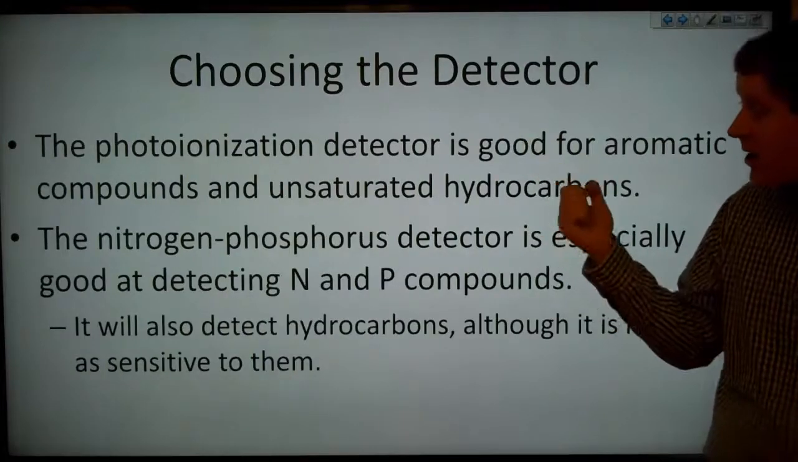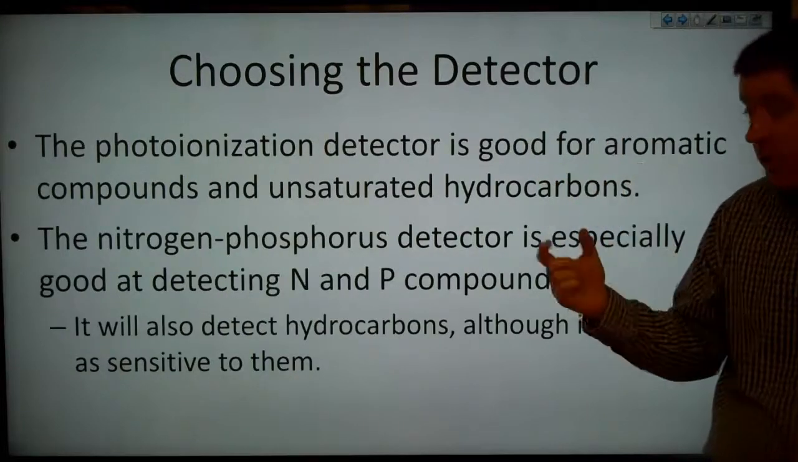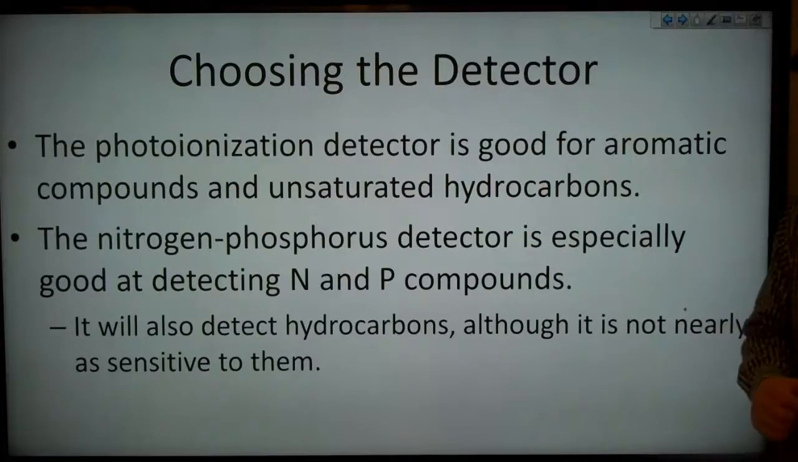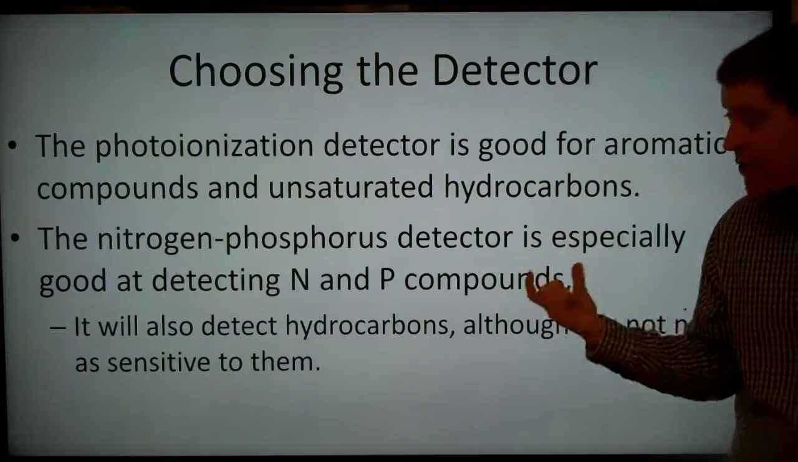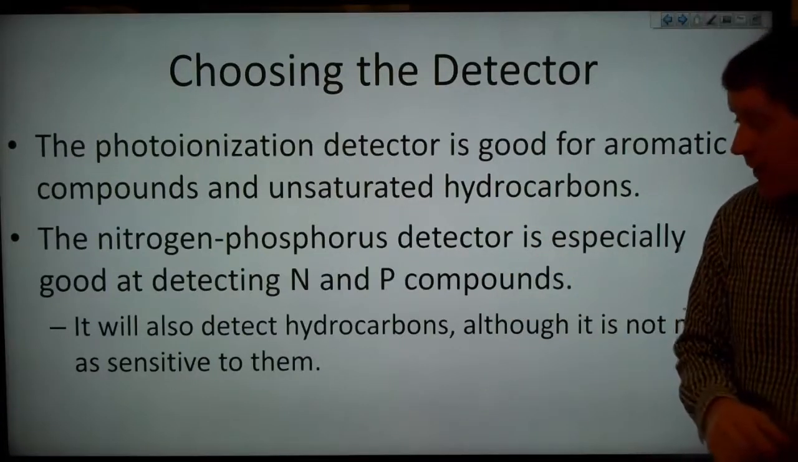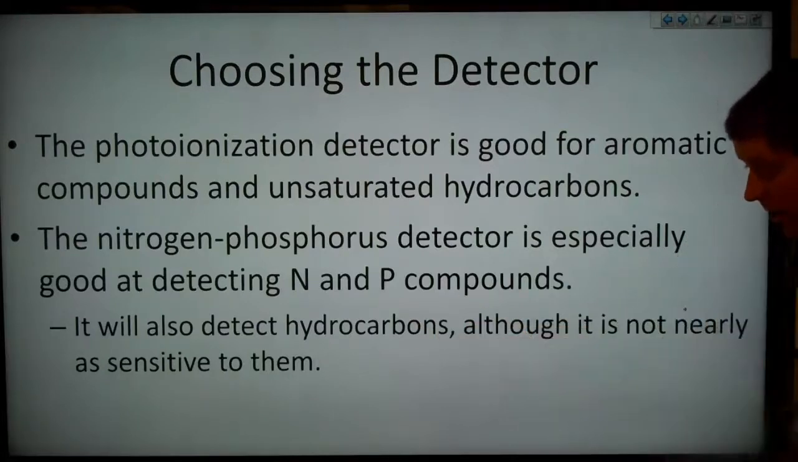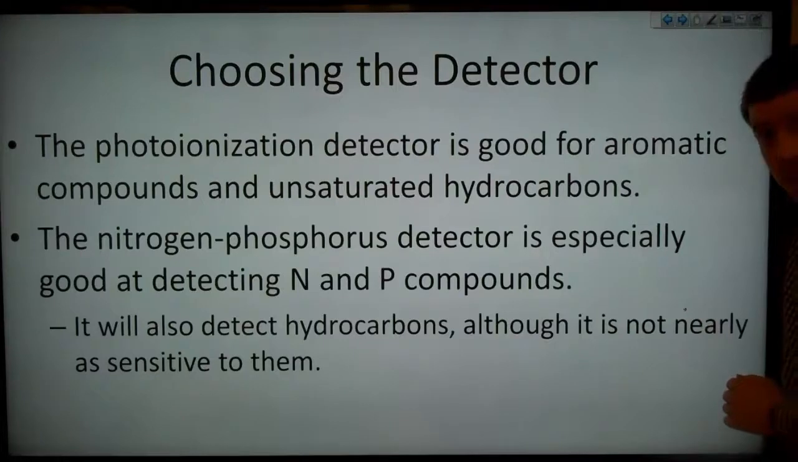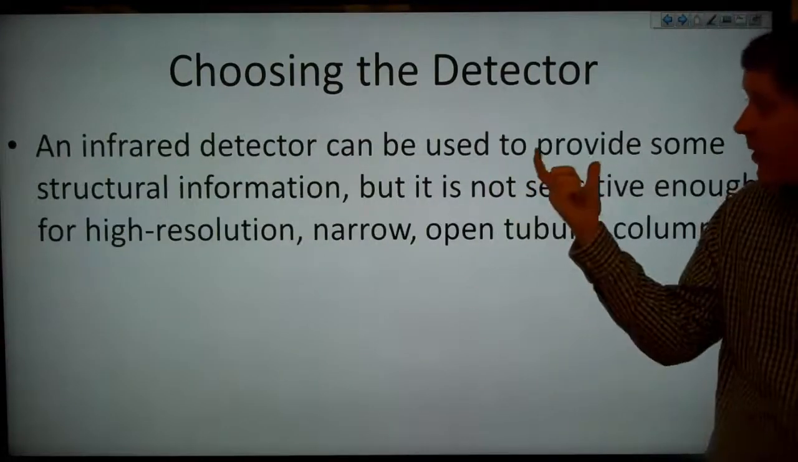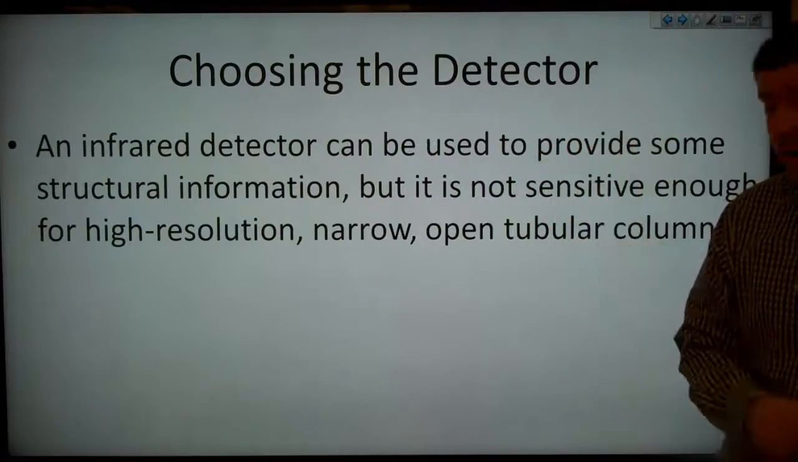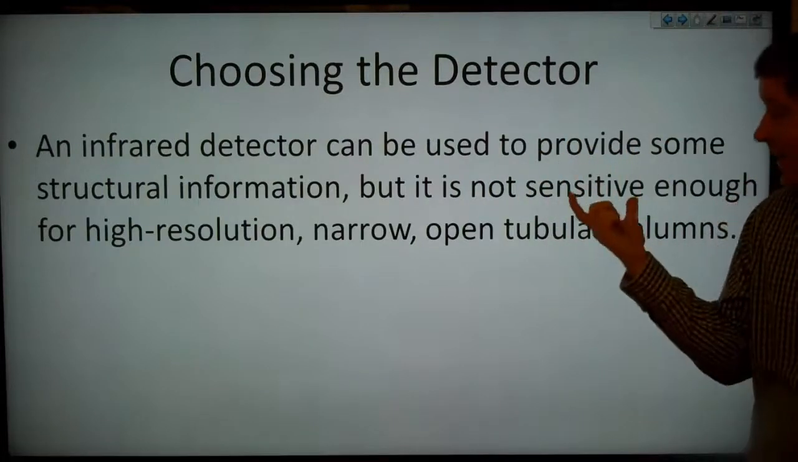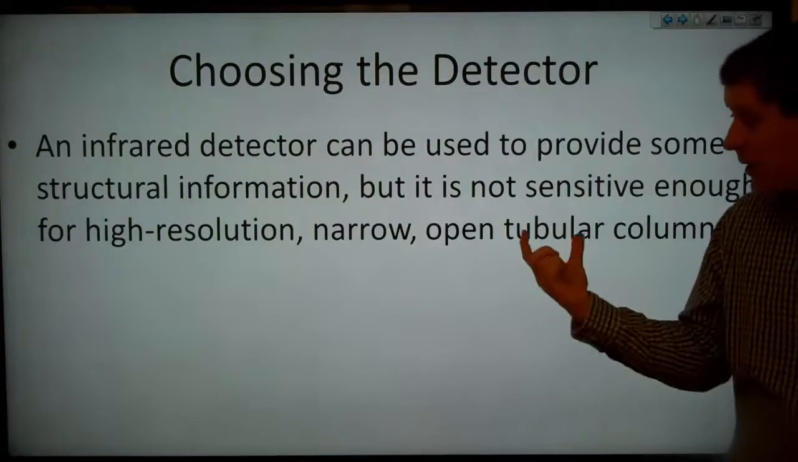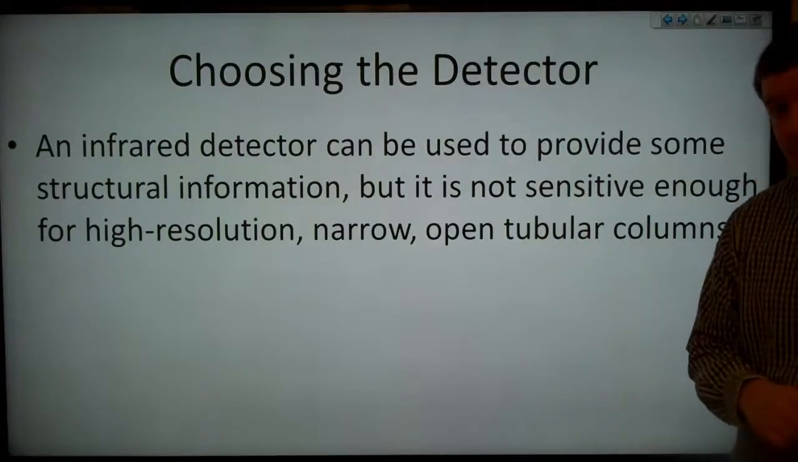The photoionization detector is good for aromatic compounds and unsaturated hydrocarbons. The nitrogen phosphorus detector is especially good at detecting nitrogen and phosphorus compounds. It will also detect our hydrocarbons, although it is not nearly as sensitive to hydrocarbons as it is to nitrogen and phosphorus. An infrared detector can be used to provide some structural information to us, but it is not sensitive enough for high-resolution, narrow, open tubular columns.